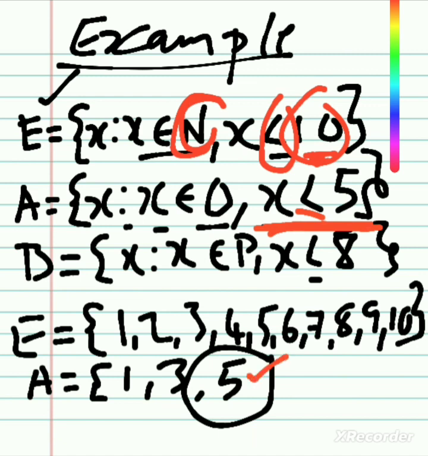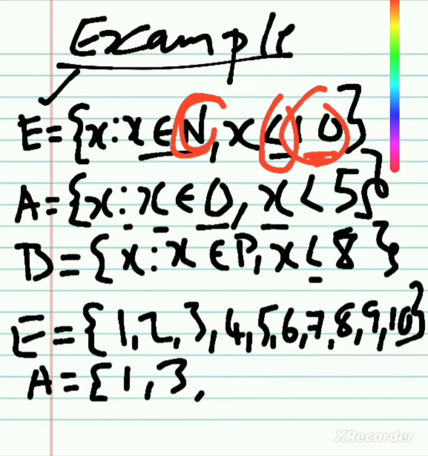Okay, you could have included 5 because it says less than or equal to 5, which means 5 is inclusive. But in this case, 5 is not inclusive. So A is just 1 and 3. Okay, so this is A.